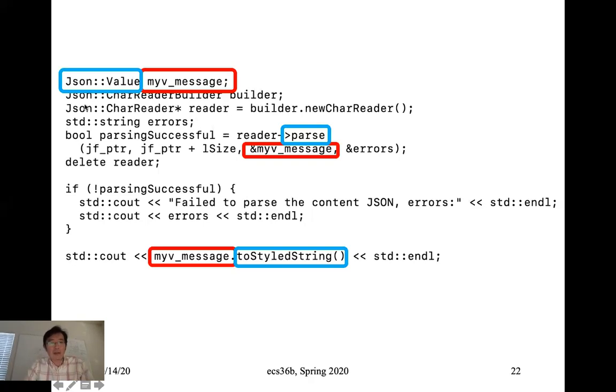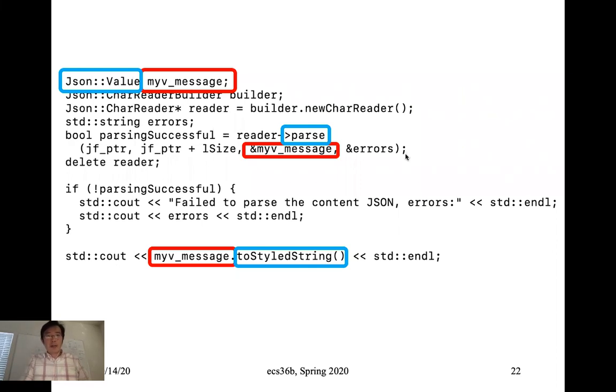So this is important. Oh, sorry, I have to go back here. You see that I'm using a library called builder.newCharReader. This part of the code is pretty standard. You first have a builder, and then you call the builder for a new character reader. You get a reader object, and then the reader calls a reader function called parse. Parse essentially converts a string representation to the object representation.